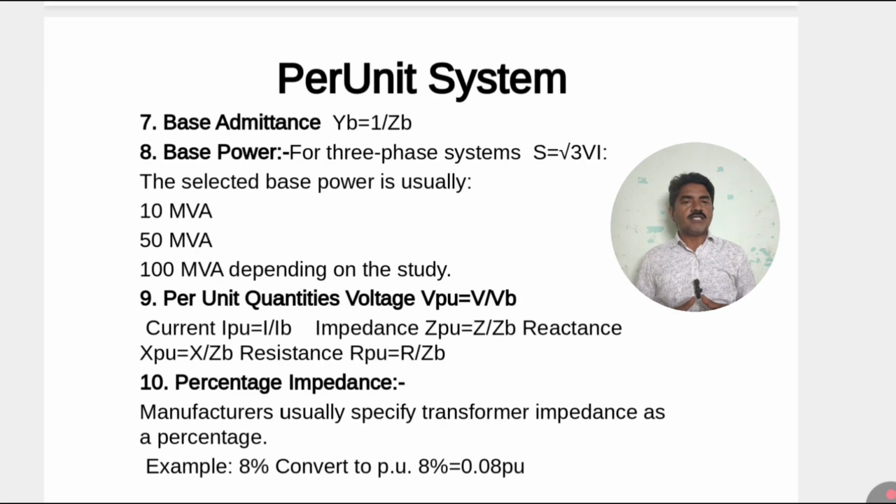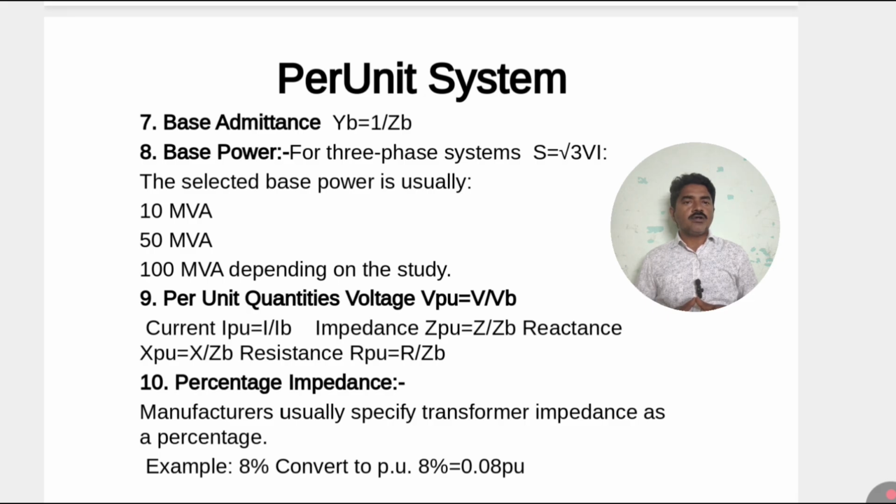Seventh one, base admittance. Base admittance is the reciprocal of the base impedance. Next one is base power. In a three-phase system, base power S is equal to √3 VL IL cos phi. In the per unit system, cos phi is constant, so power is equal to √3 VL IL. Generally, you select a transformer base power of 100 MVA, 50 MVA, 10 MVA like that.